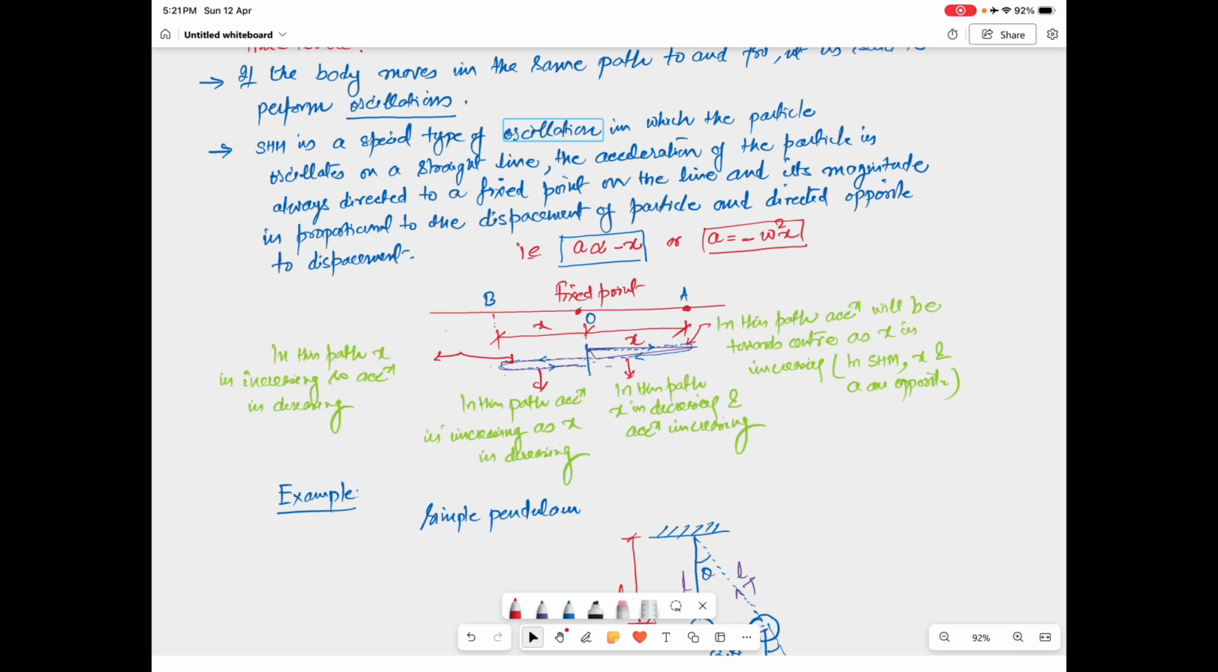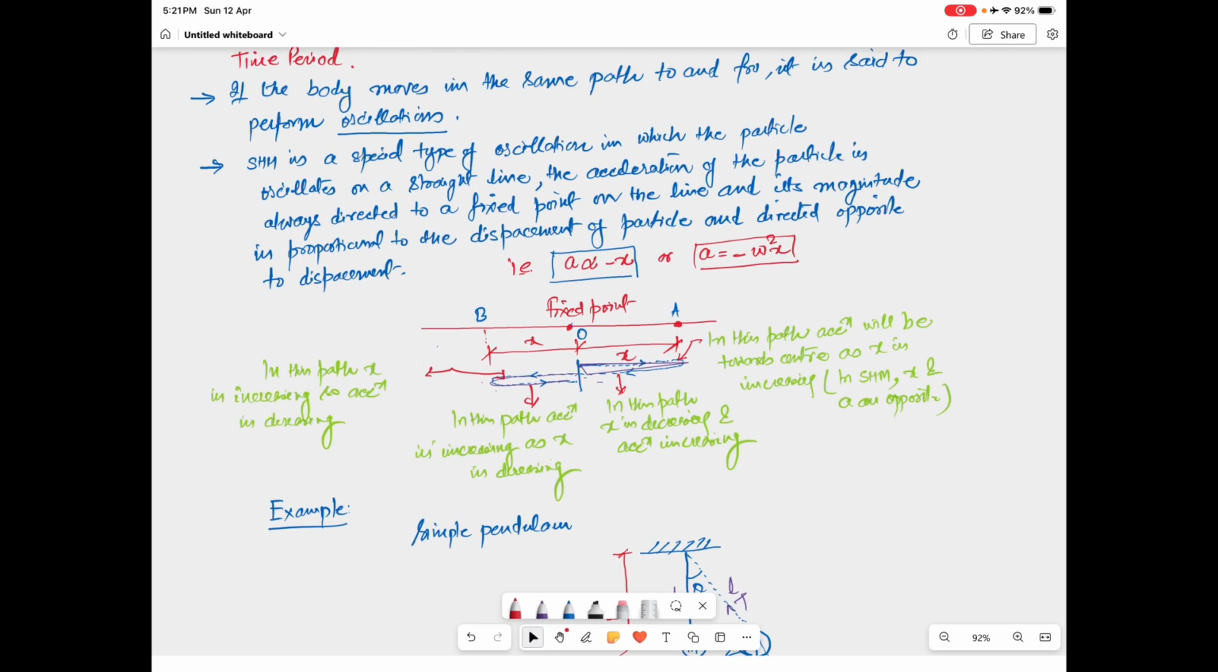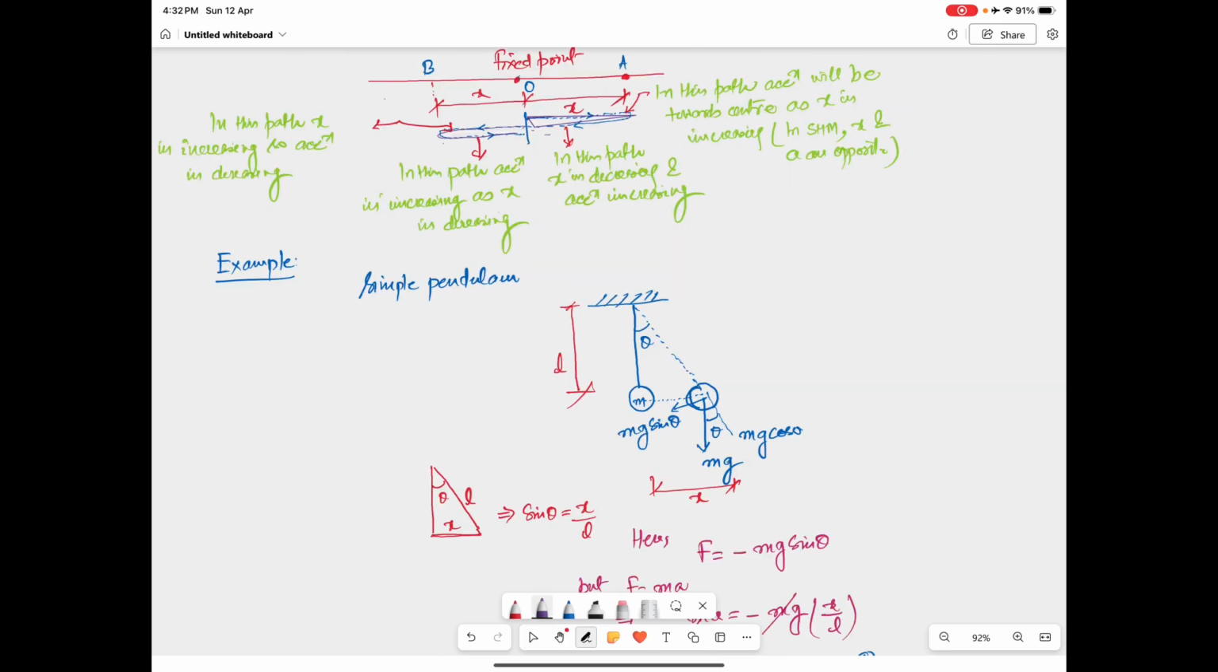And while traveling from B to O, displacement is decreasing. So displacement is decreasing means acceleration is increasing and it is directed towards the center. So in all the cases, the acceleration of the particle is directed to a fixed point. So this constitutes a simple harmonic motion. We'll come to the example of a simple pendulum. You all know that it oscillates with a simple harmonic motion.